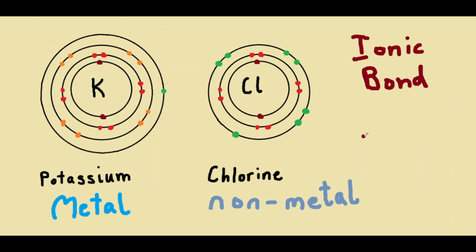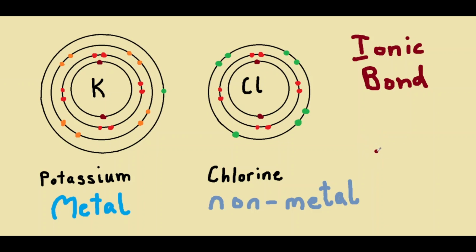Now we're going to talk about ionic bonds. Now this is a simple illustration I have created with you. This is potassium, the Bohr model of potassium, and chlorine. Now chlorine is a nonmetal, while potassium is a metal. Ionic bonds can only be formed with a metal and nonmetals. If it's a nonmetal and a nonmetal, it'll become a covalent bond.